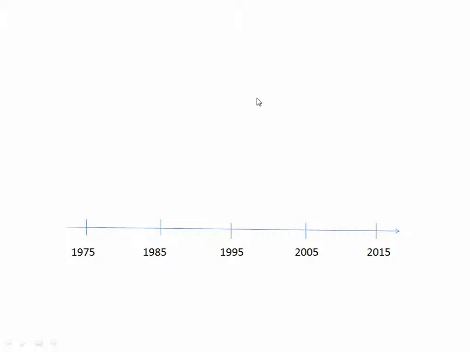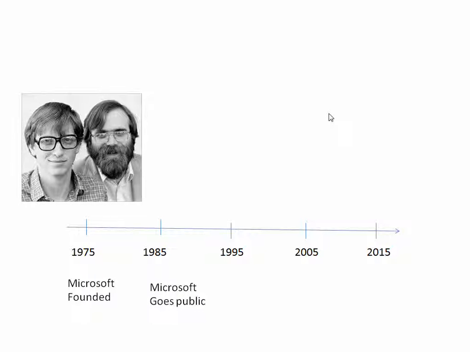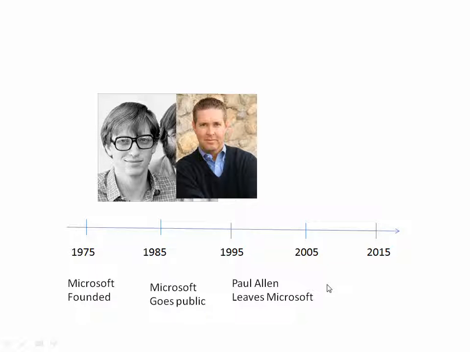Okay. So first click, Microsoft is founded, and we see the picture. Second click, Microsoft goes public, the picture moves over. On the third click, Paul Allen comes in. Now on that third click, that's good, except I would like this picture to now disappear. Okay?